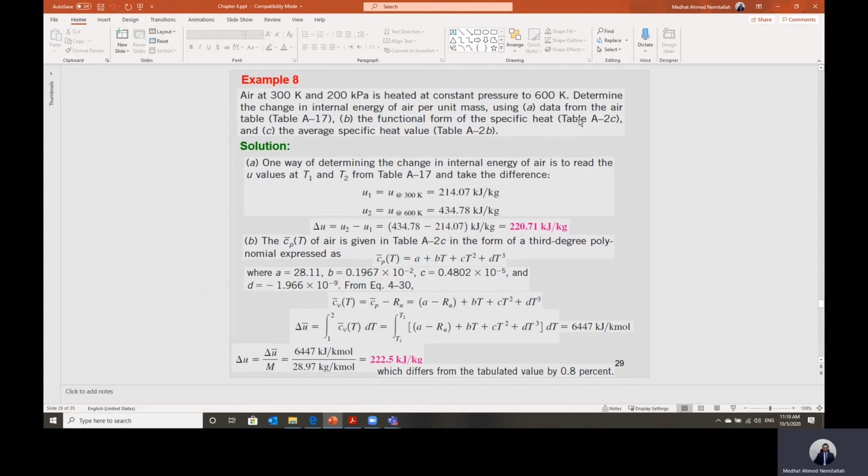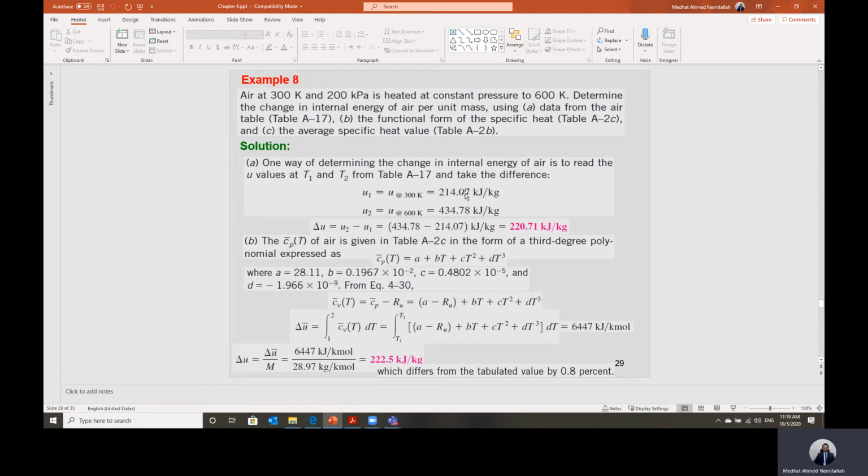Second, we need to do the integration based on the equation in table A-2C. And the third is based on using the average or constant specific heat, based on the average specific heat in table A-2B. Here we are given T1 and T2. So for the first method, which is the variable specific heat approach, delta U will equal U2 minus U1.